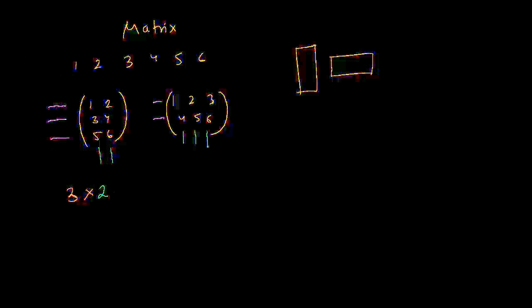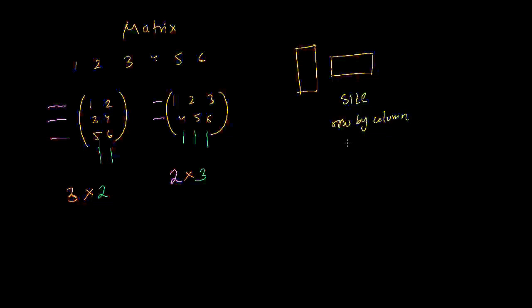And here we have 2 rows times 3 columns. That's it. So when we have a matrix, it's all about the arrangement, and the arrangement is mentioned as a number of rows with the number of columns. So let me write it here. The size of a matrix is row by column, and it is written as a number times another number. We don't multiply it, we just call it times.